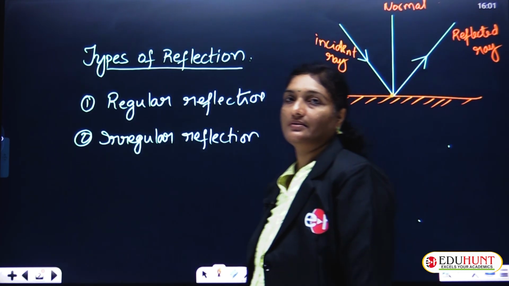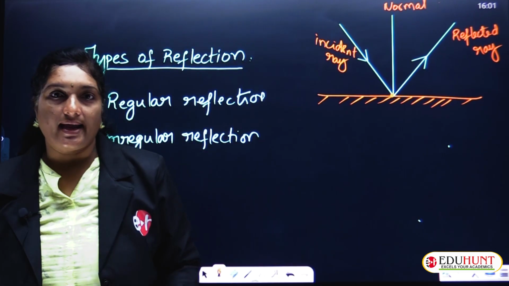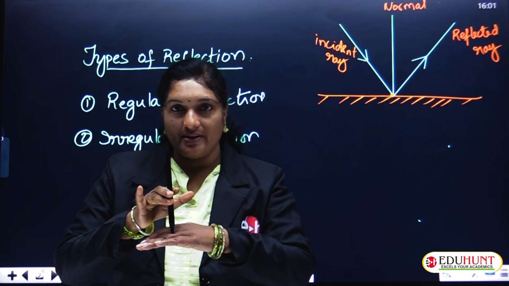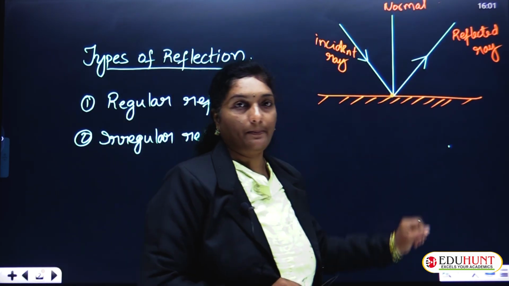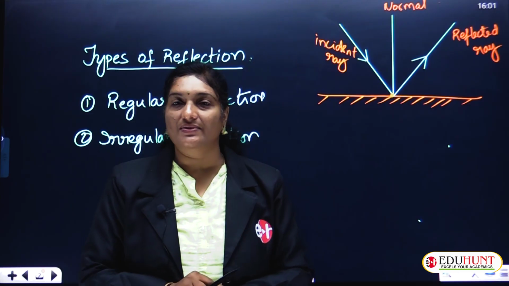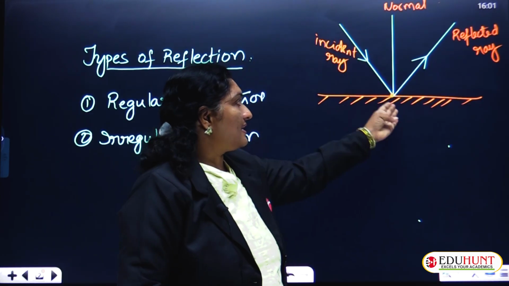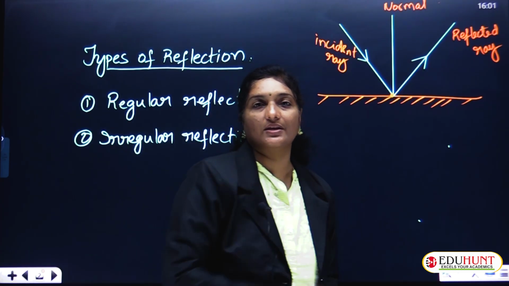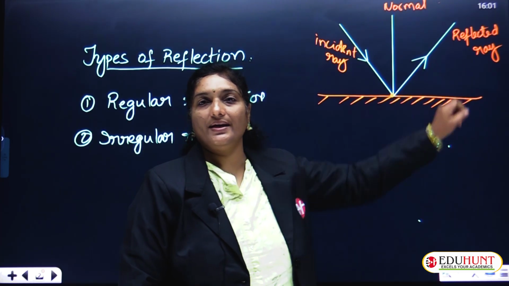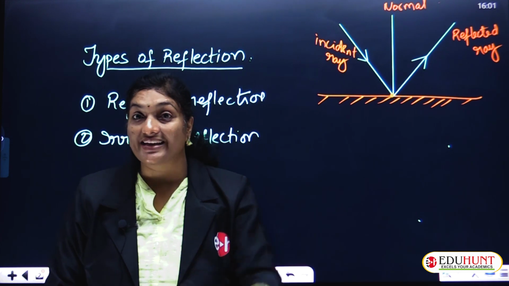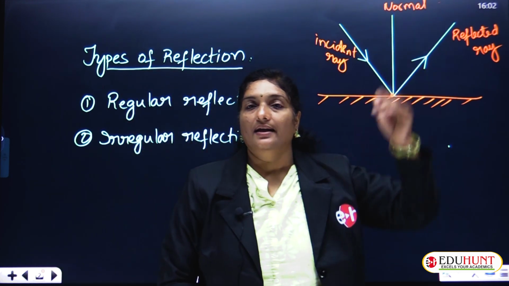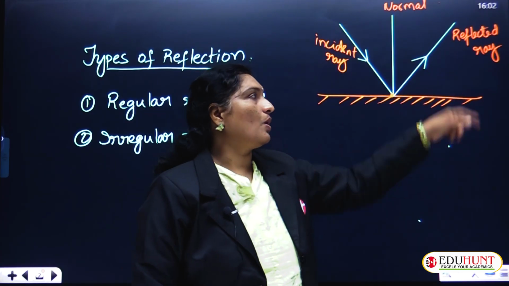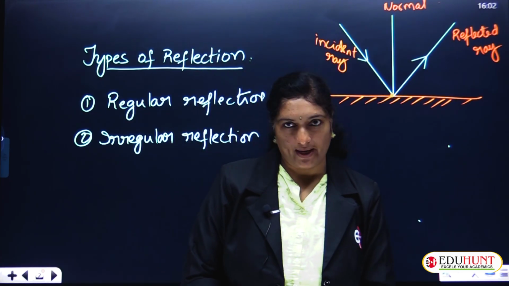So, on the diagram you can see three different lines. First, the surface. The perpendicular drawn to the surface is called the normal, and it always makes 90 degrees with the surface. The first line is the incident light, the light that directly falls on the surface, and the last one is the reflected ray. After striking the surface, the light goes back into the same medium, and that is called the reflected ray.